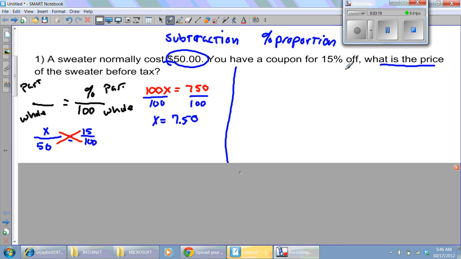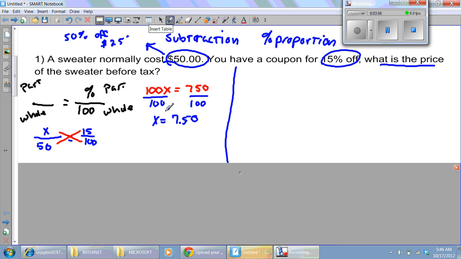Now please stop and think about your answer. Okay, 15% off is nowhere near 50% off, is it? If this sweater were 50% off, I bet most of you could tell me 50% off, the sweater would cost $25, right? Okay, half price for the sweater. So please don't think this is the price of the sweater. That makes no sense because you're only getting $7.50 off. Okay, how could 15% off be more than 50% off?